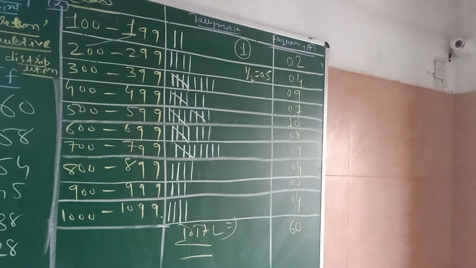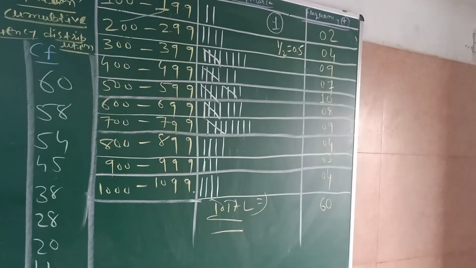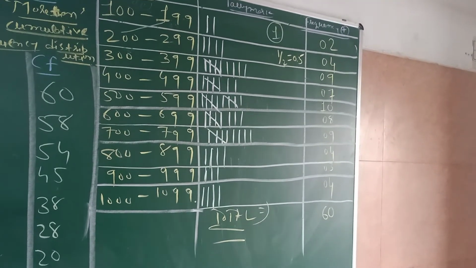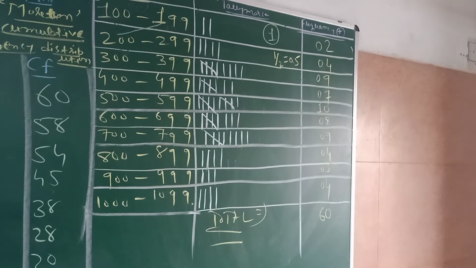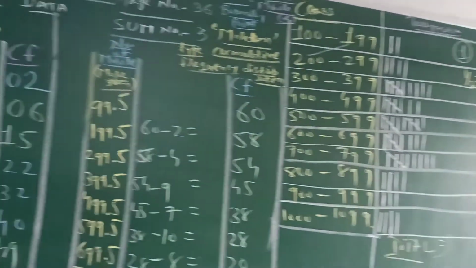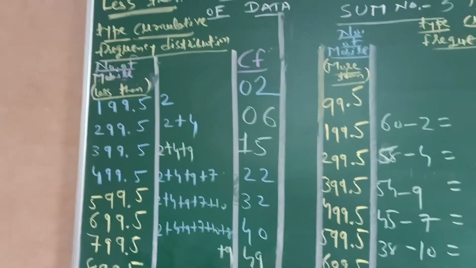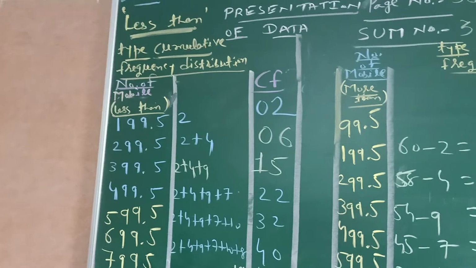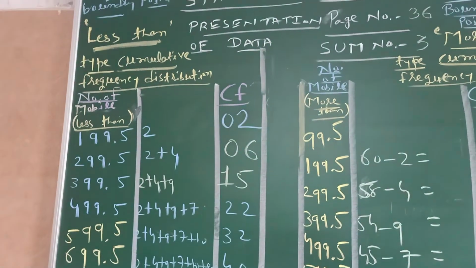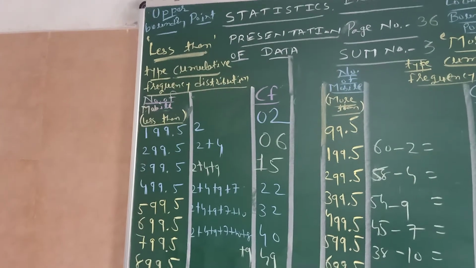Exercise 2.1, page number 36, sum number 3. The continuous frequency distribution is ready with us, that is the 60. Now I explain you very briefly and properly how we can prepare less than type frequency distribution. For less than type frequency distribution, my dear friends, we require upper boundary point.